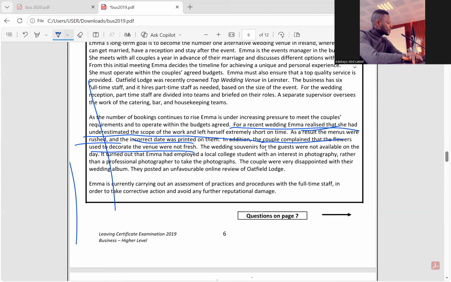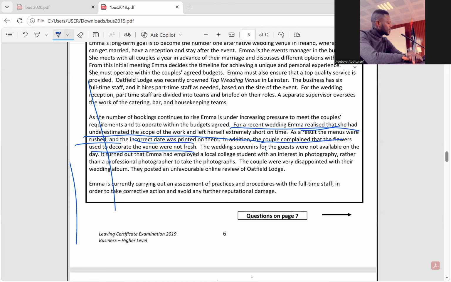She underestimated the scope of the work and left herself extremely short on time. That is a problem. You are supposed to be on time for your work, for your consumers, for your clients. Based on the Service Act of 1980, there must be due diligence, which simply means you must put effort into being there for your clients. But she did not do that.